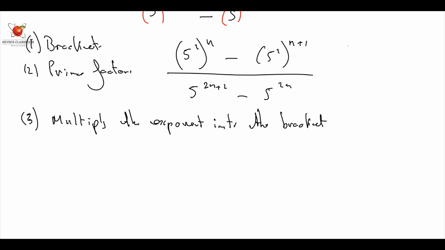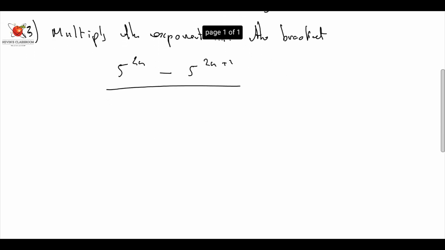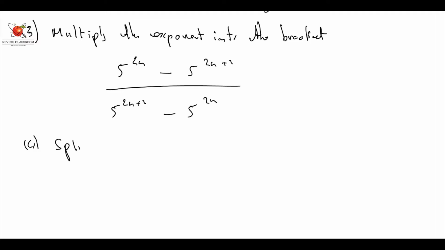So what have I got? I've got 5, and remember this is a multiply here now. So that's going to be 5 to the power of 2n minus 5 to the power of 2n plus 2, all divided by, just move it up a bit there, all divided by 5 to the power of 2n plus 2 minus 5 to the power of 2n. What is my next step? My next step, number 4, is going to be split.